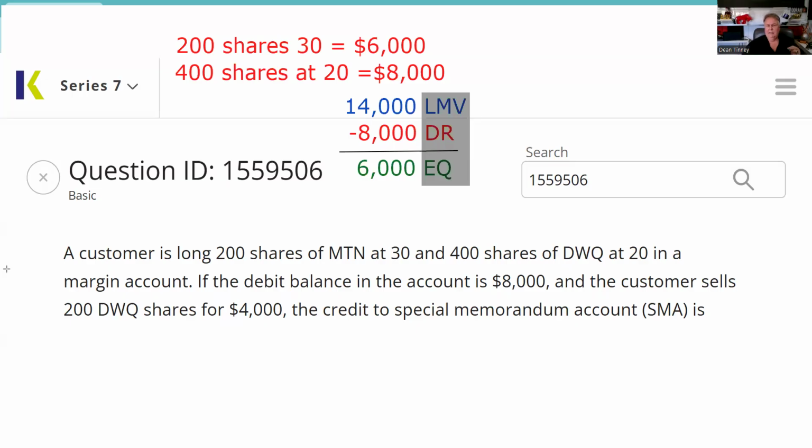Now, we love lending customers money. It's our all-time favorite thing to do. So we're always going to see if perhaps you have excess equity.